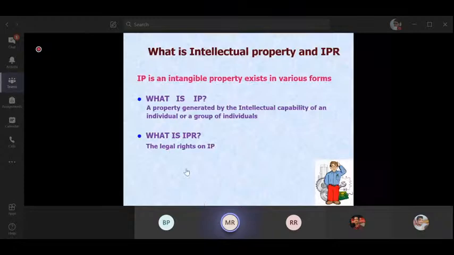So what is IPR then? IPR is the legal rights on your inventions, or the intellectual property which you have created. So simple legal rights on our own intellectual property are called intellectual property rights. The inventions we make from the ideas we get from our human minds are called intellectual property, and getting the rights on that intellectual property is called intellectual property rights.